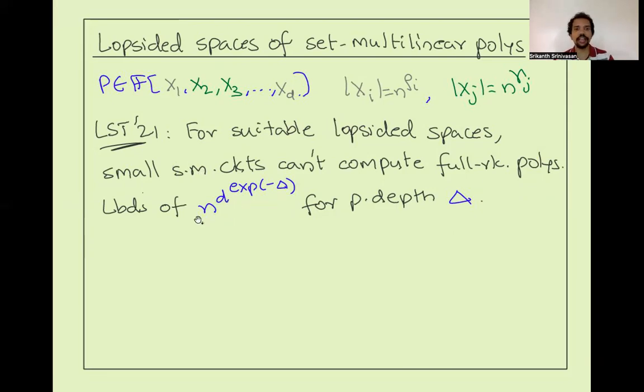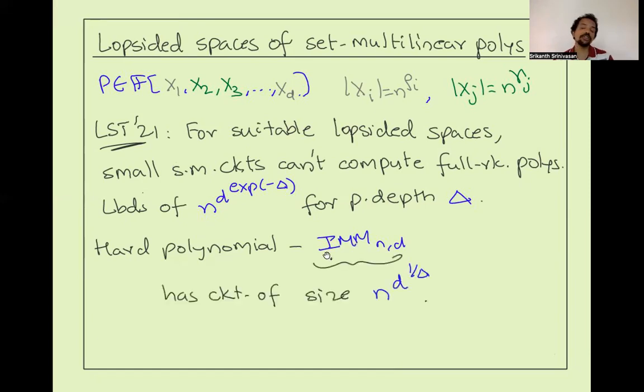Okay, so that's a recap of the LST21 result. Using these lower bounds, we're able to prove lower bounds for certain very explicit polynomials, like the iterated matrix multiplication polynomial. By restricting this polynomial suitably, we find that it restricts to polynomials that are full rank and lie in these lopsided set multilinear spaces, and that gives us lower bounds for this polynomial. And now a natural question to ask is, are these lower bounds tight? Can we prove tight lower bounds for this very natural polynomial?